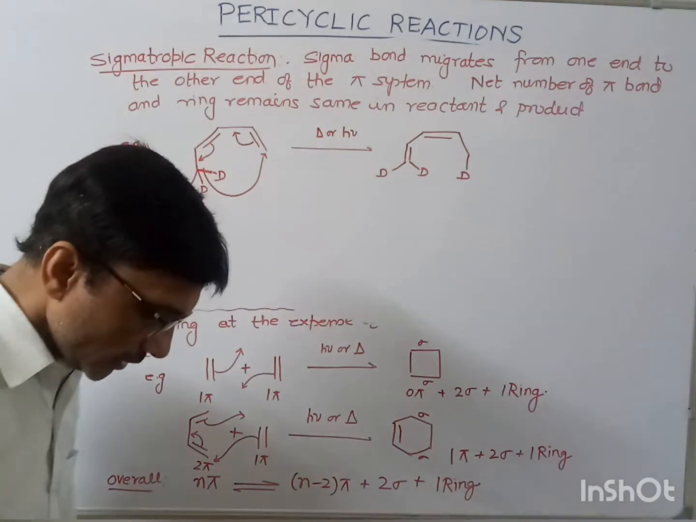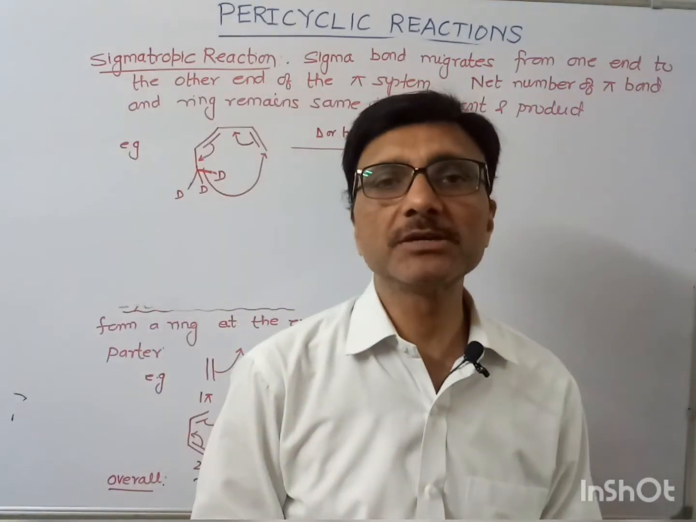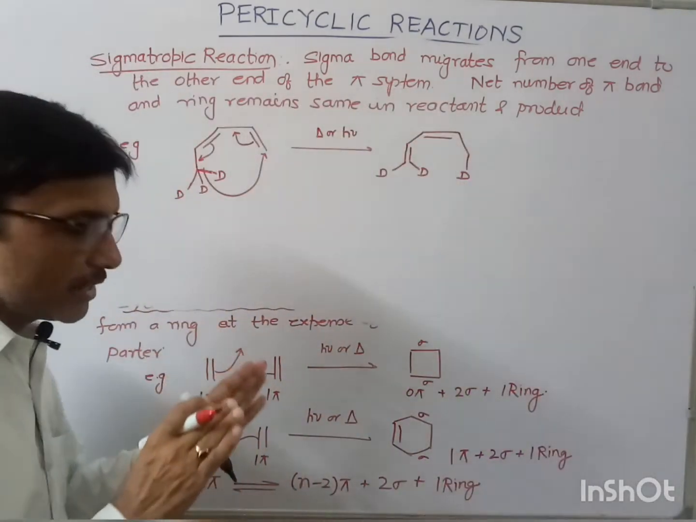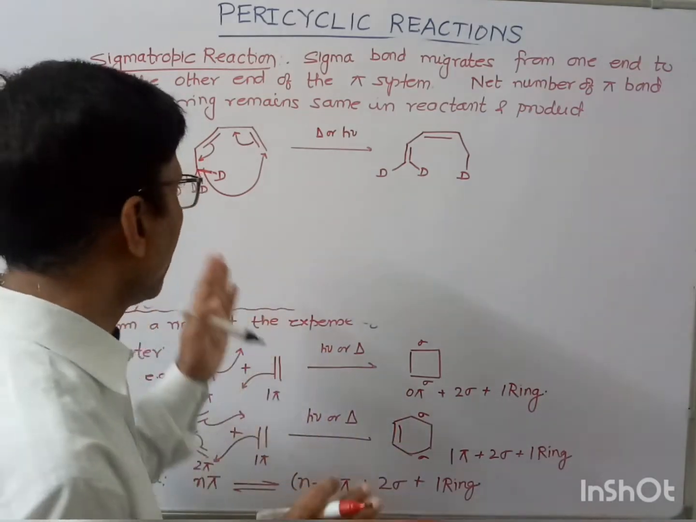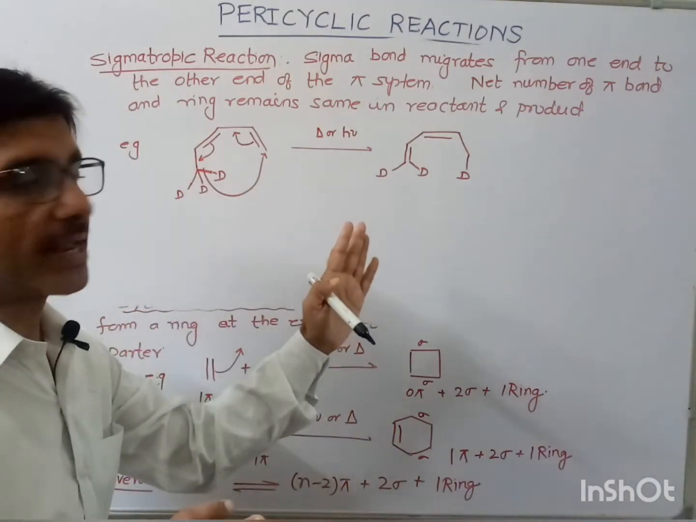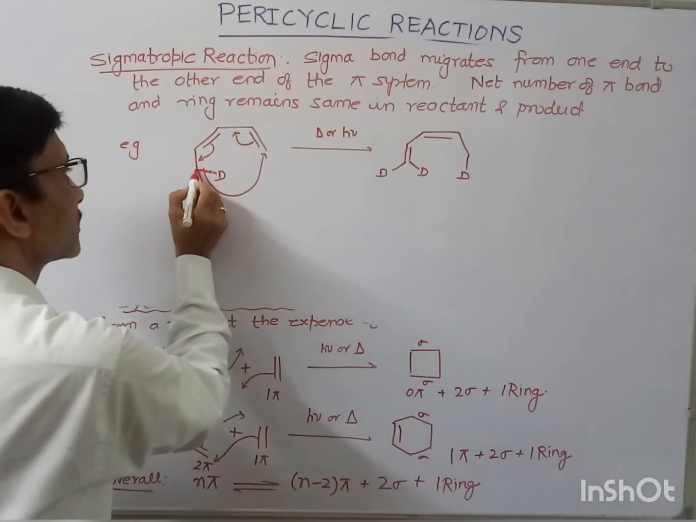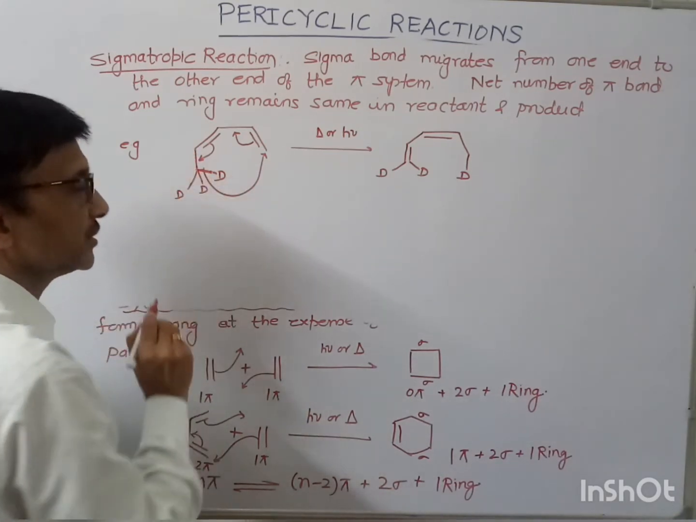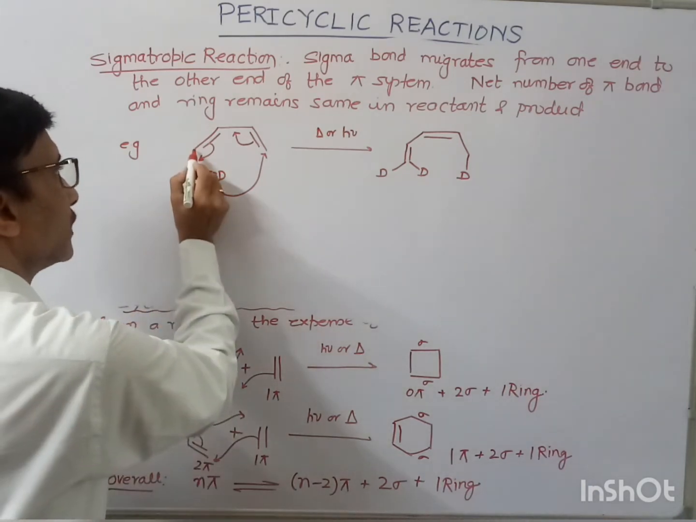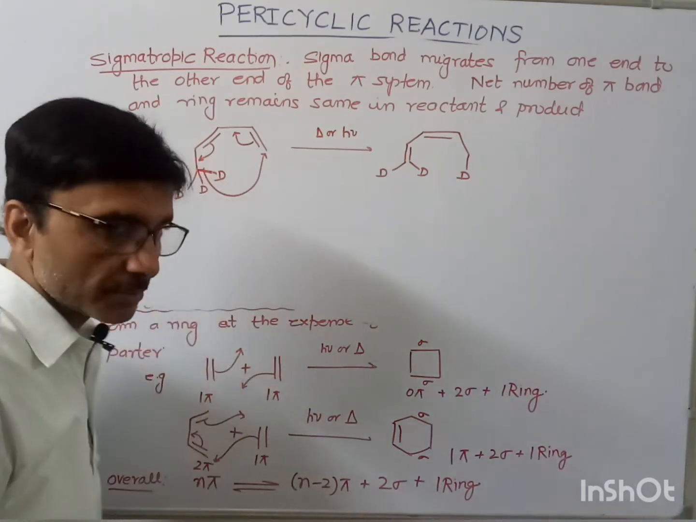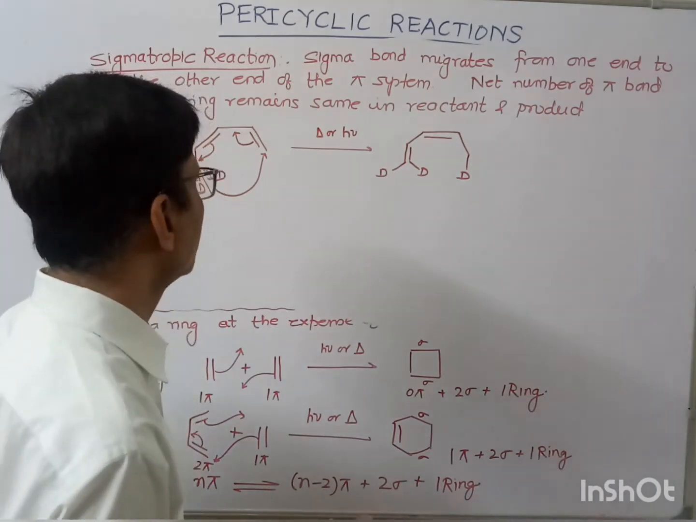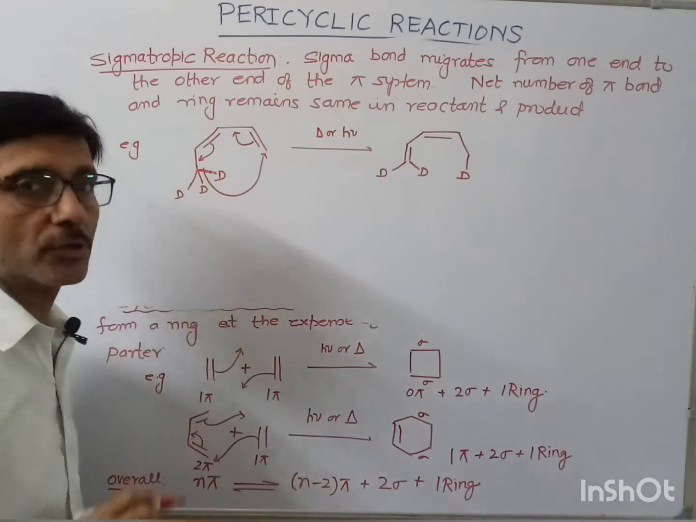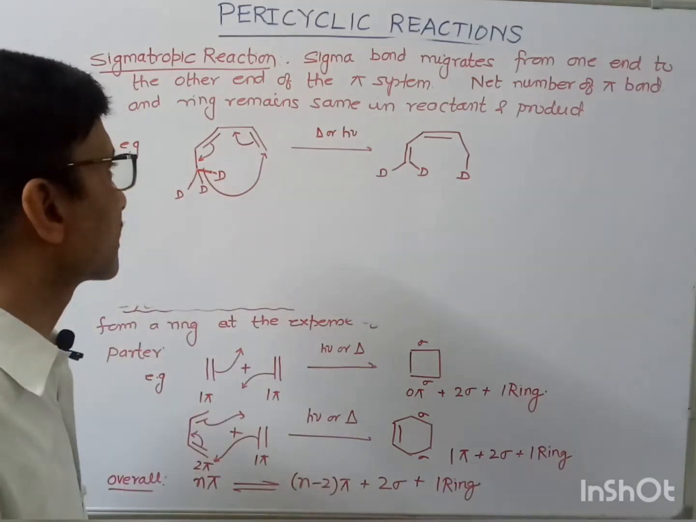Now if you will see, what type of sigmatropic reaction is this? For this we should number it, and it is an allylic system. Allylic system means this is the sp2 hybridized carbon, and this is the sp3 hybridized carbon. When an sp3 hybridized carbon is present in the neighbor of an sp2 hybridized carbon, then this sp3 hybridized carbon is called the allylic carbon.